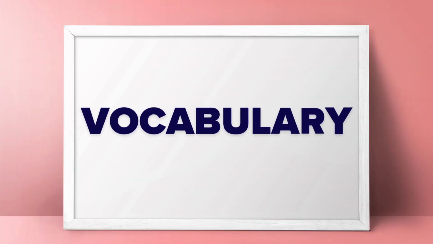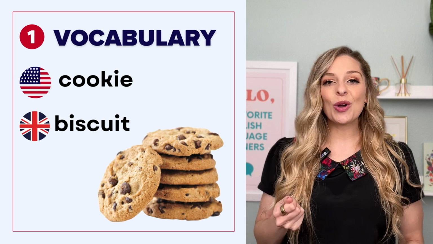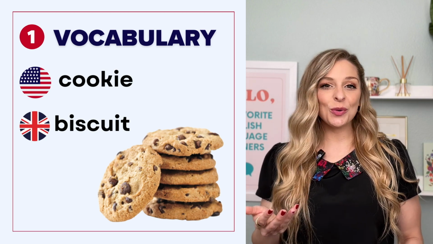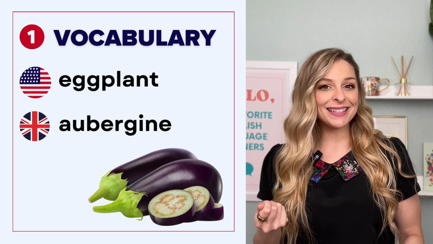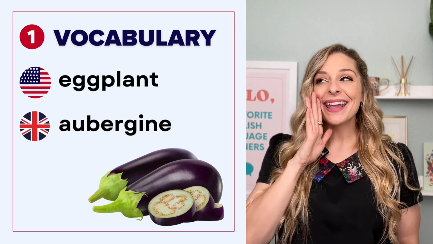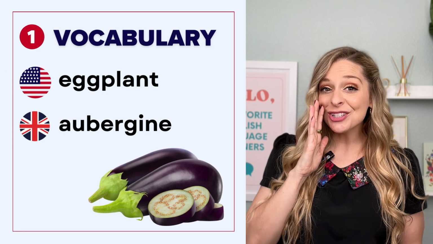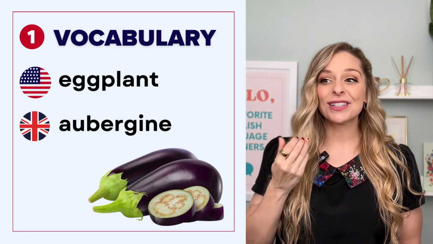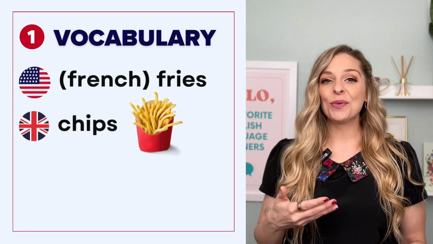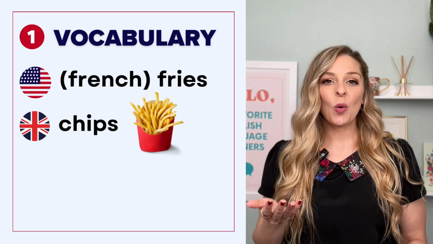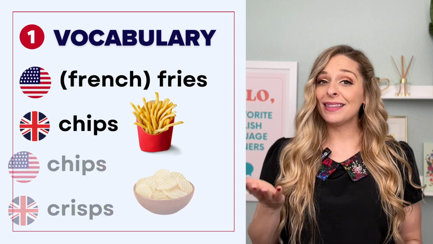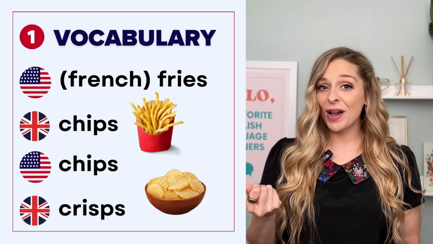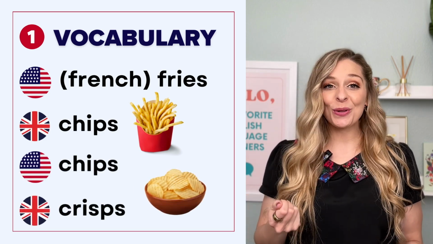First, let's talk about differences in vocabulary. For example, Americans will call this a cookie, whereas in the UK, it is a biscuit. In the US, this is an eggplant or an aubergine. And I actually had to look up the pronunciation of this word because I have never said aubergine before. Here we have French fries in the US, also known as chips in the UK. But confusingly, these are called chips in the US, but in British English, they are called crisps.